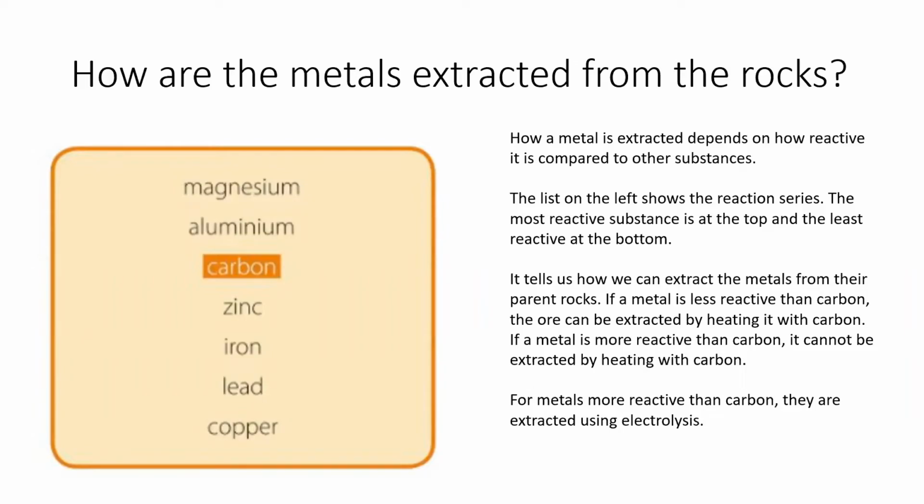If a metal is less reactive than carbon, the ore can be extracted by heating it with carbon. So zinc, iron, lead, copper are less reactive than carbon. If it is more reactive than carbon, so aluminium, magnesium, it cannot be extracted by heating with carbon. If they are more reactive, they are extracted by electrolysis, and there'll be other videos about electrolysis.